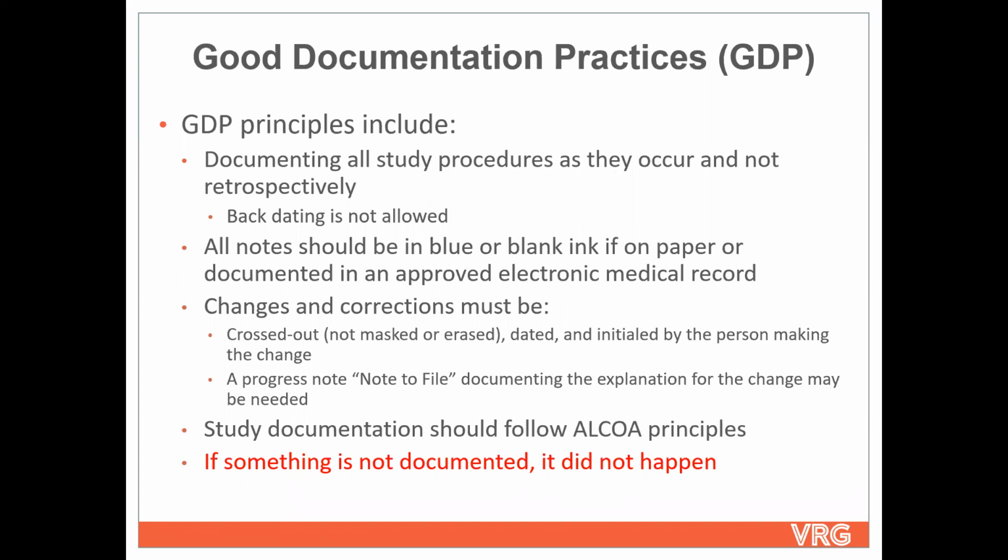If you have changes or corrections to data that has been collected, especially if it's on paper, it needs to be crossed out. It should not be erased or use whiteout. Then that crossout needs to be dated and initialed by the person making the change. And occasionally you may need to do a progress note, or what we call a note to file, to document the explanation for the change in the data.